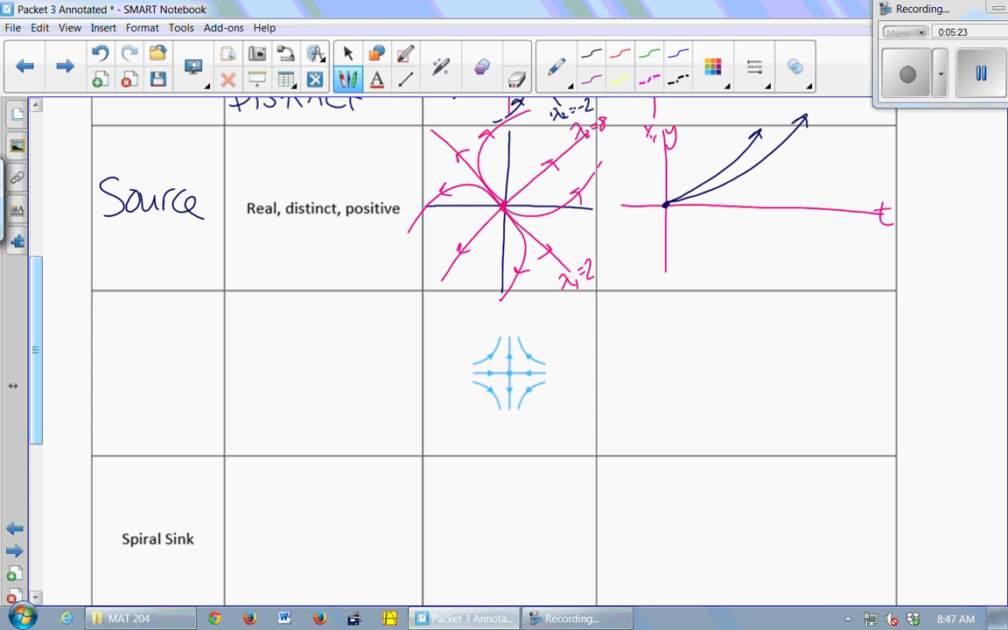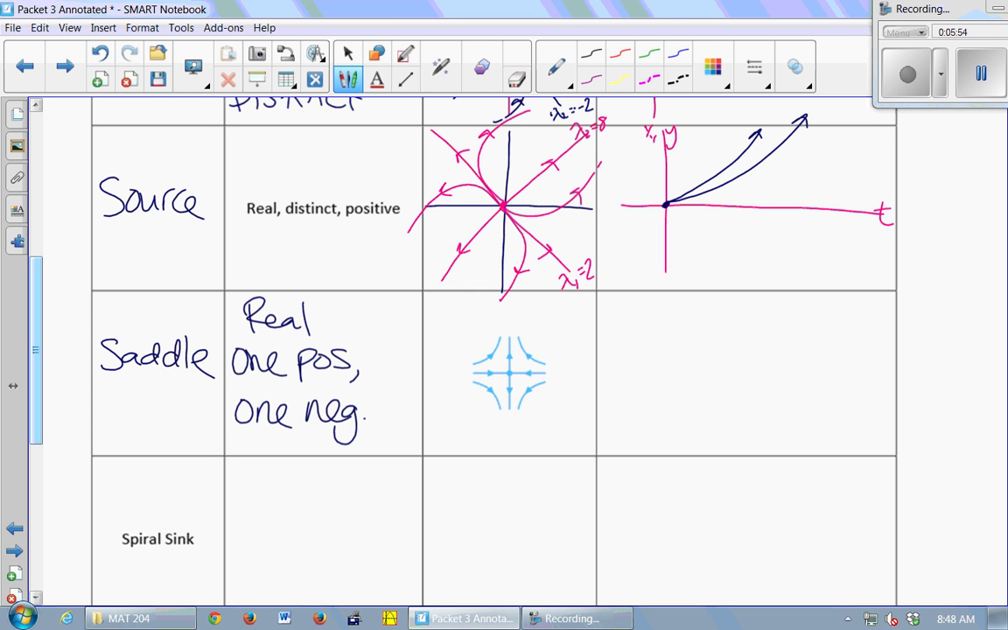All right. How do we classify that phase portrait? Saddle. And what do we know about the eigenvalues of a saddle? One positive, one negative. Real. One positive, one negative. So if one's positive and one's negative, they would have to be distinct. That's why I didn't write it.